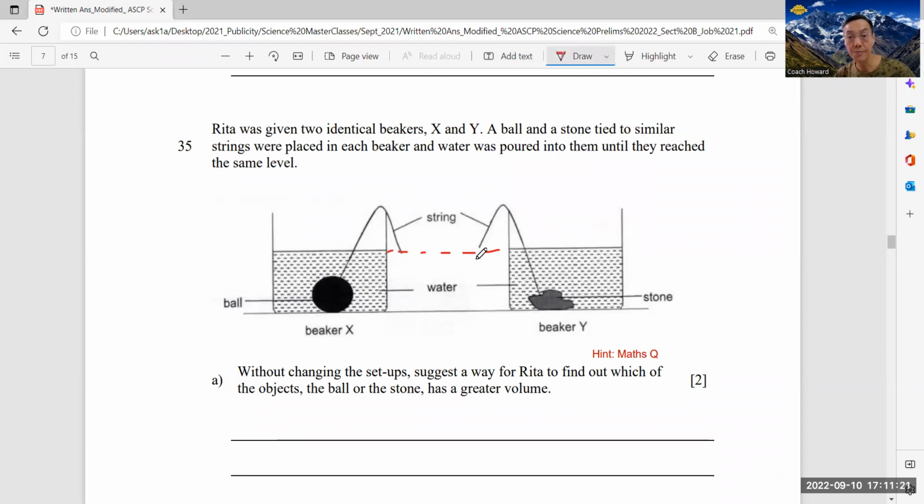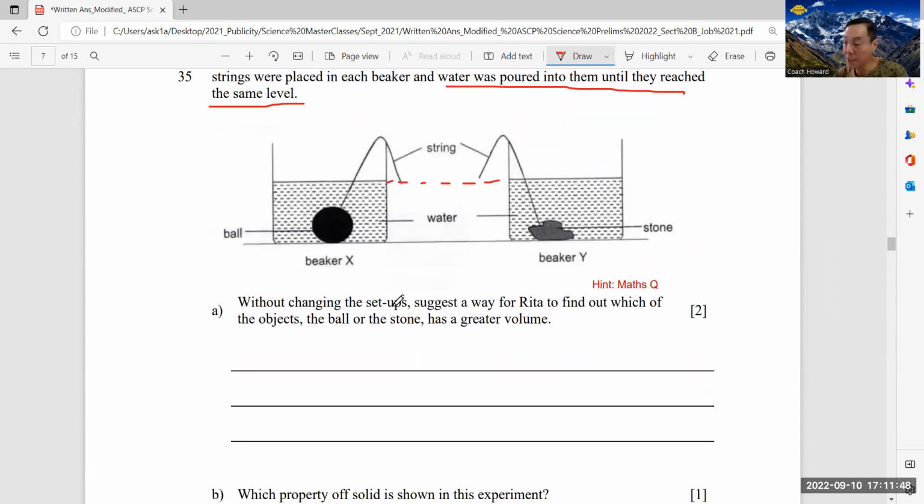Okay, what does this show? That means the water, because they say the water was poured into them until they reach the same level. Okay, we cannot assume they are the same volume. They just tell you that after the objects are lowered, they pour the water until they reach the same level. So this is testing your understanding of displacement.